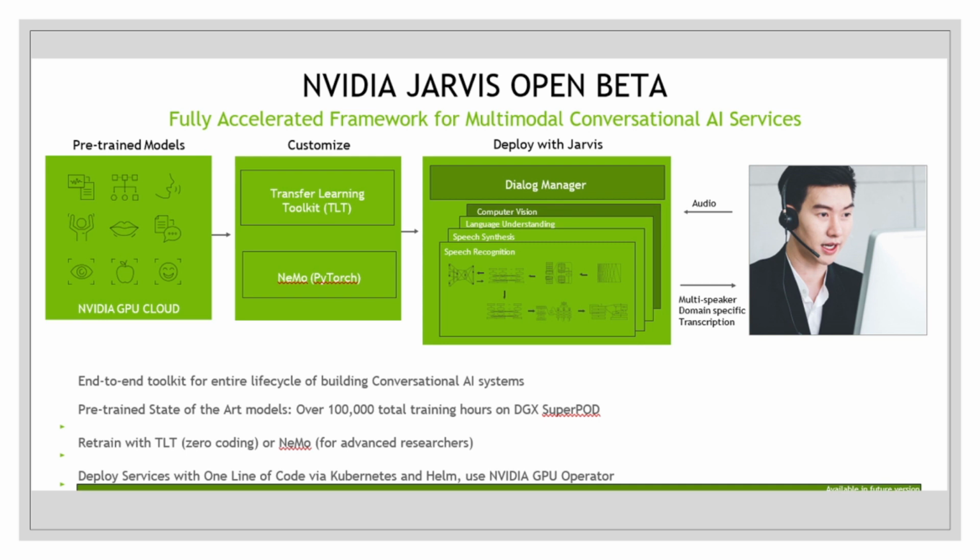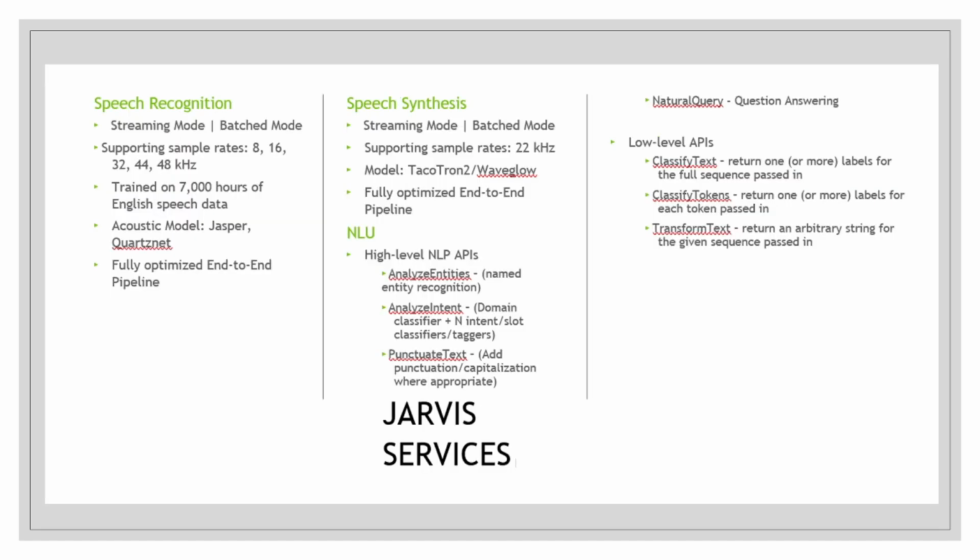So next, I wanted to introduce the Nvidia Jarvis open beta platform, which is now completely open to anybody who wants to use it. Again, it's an end-to-end train toolkit, and it is doing a lot of transfer learning. The models are already pre-trained. You can start with the pre-trained models, or you can also leverage complete training from scratch. And again, you can deploy services with Kubernetes and Helm using the Nvidia GPU operator. Typical specs for the speech recognition, for speech synthesis, and for NLU are given here. And again, this slide deck will be shared. So if you want more information, please go ahead and download it.